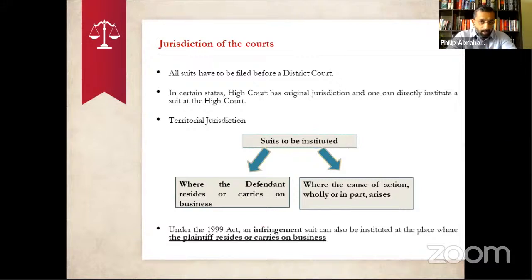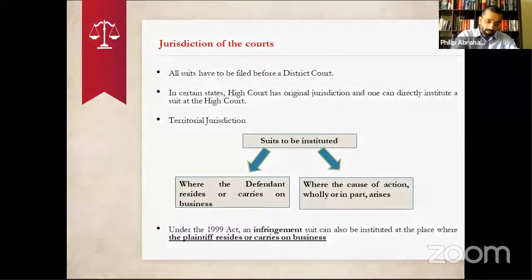However, under the 1999 Act, and also as provided under the Copyright Act. So I will not be repeating this under the Copyright Act. That's why I'm mentioning it here. So under the Trademarks Act of 1999 and also under the Copyright Act of 1957, a suit for infringement can be instituted at the place where the plaintiff resides or carries on business. This is an exception to the general law provided under the Code of Civil Procedure.